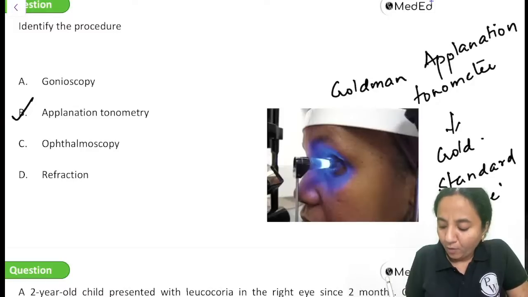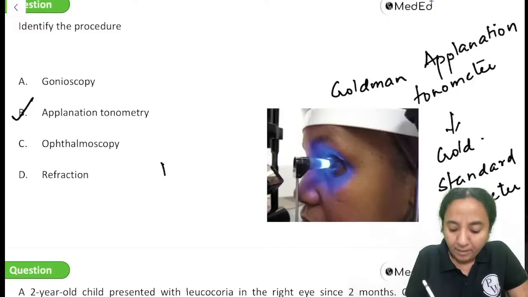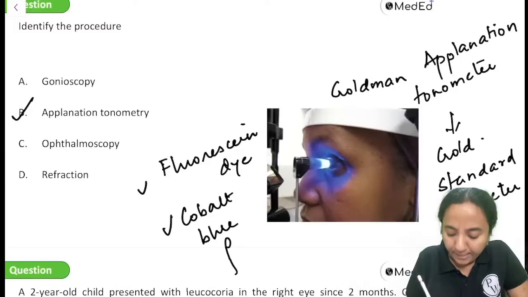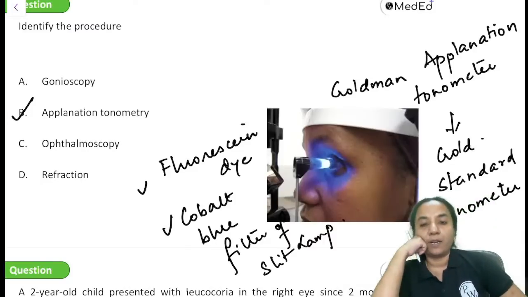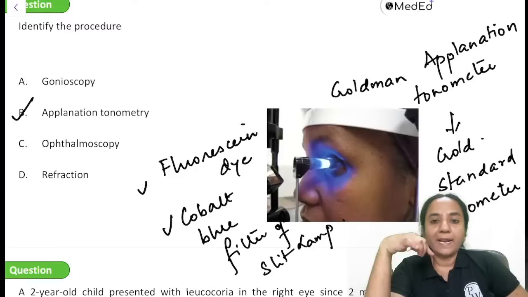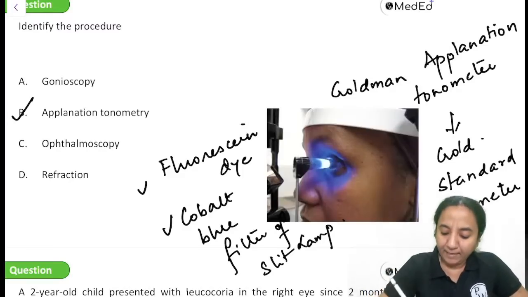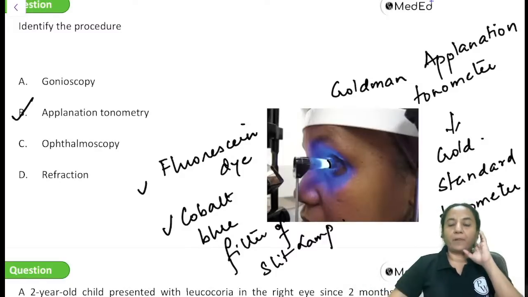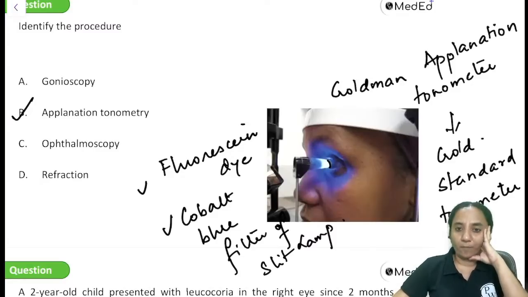Here what you have to do is stain the tear film with fluorescein dye, and this procedure is done under the cobalt blue filter of the slit lamp. All these are commonly asked questions. So you stain the tear film with fluorescein dye and do the examination under the cobalt blue filter of the slit lamp. That's why the background light is blue, and you make the applanation by the prism touching the surface of the cornea. This is how applanation tonometry is done, and this is the Goldmann applanation tonometer, which is the gold standard tonometer.